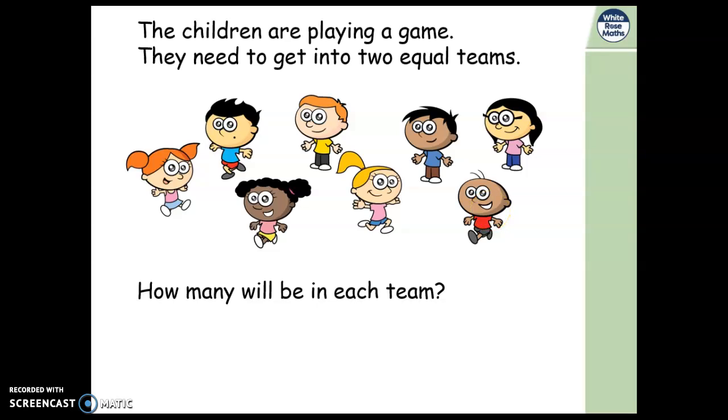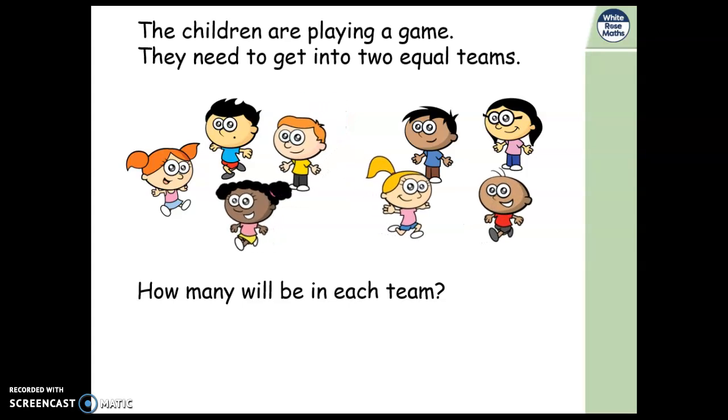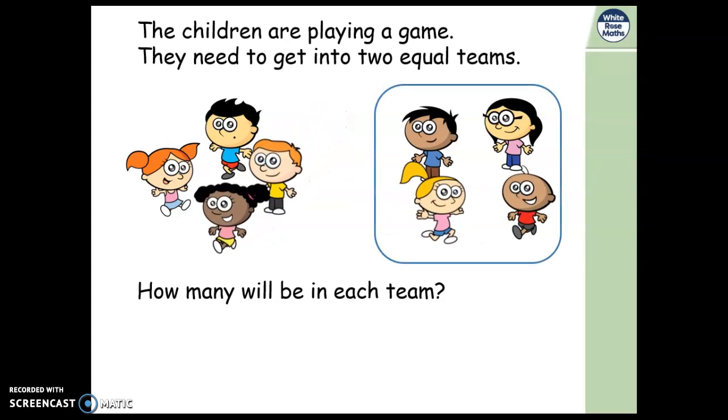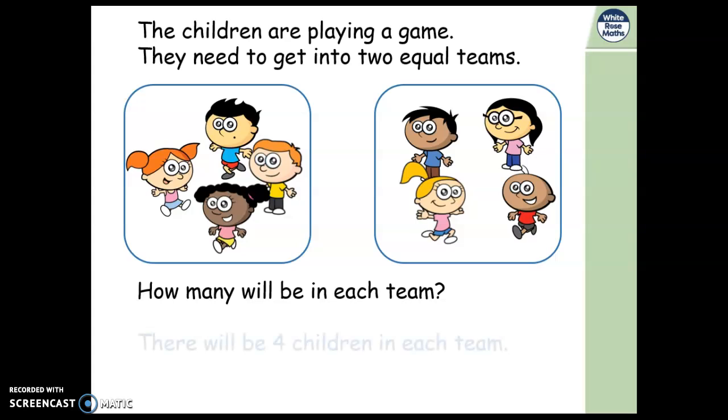Moving on to the main part of the lesson, let's have a look at some questions. So the first one, the children are playing in a game. They need to get into 2 equal teams. How many will be in each team? We've got 2 groups of 4. There will be 4 in each team.